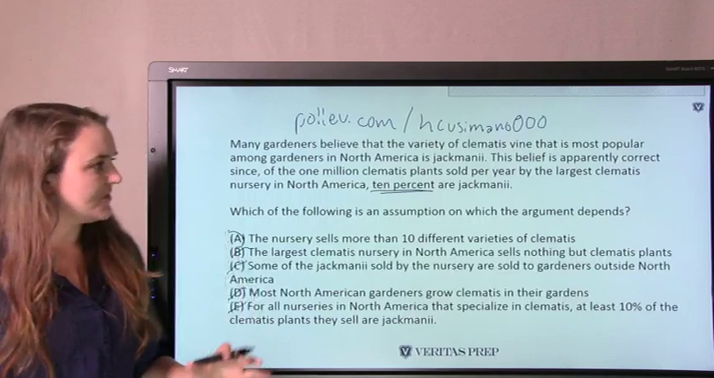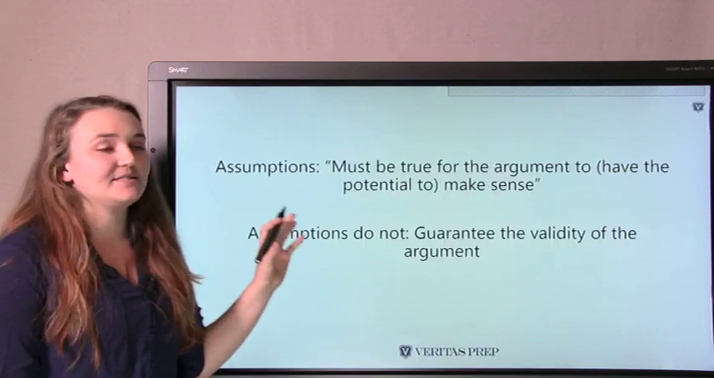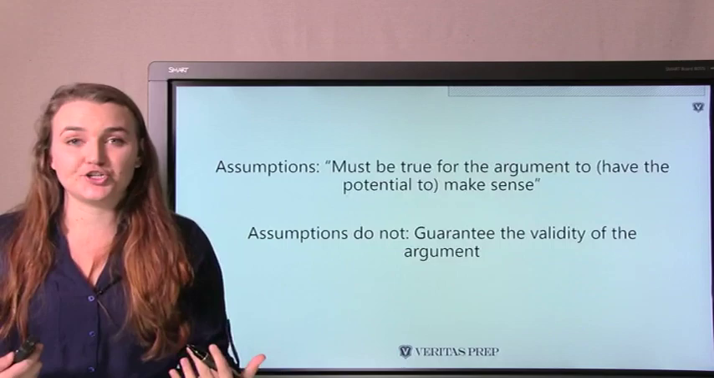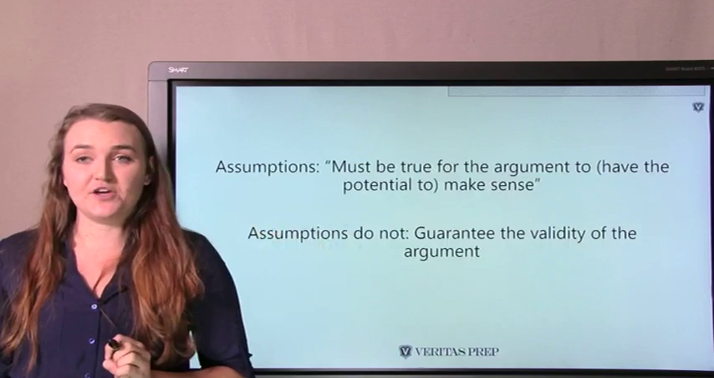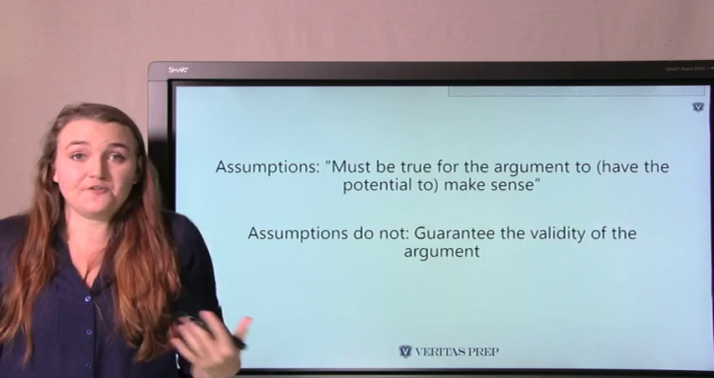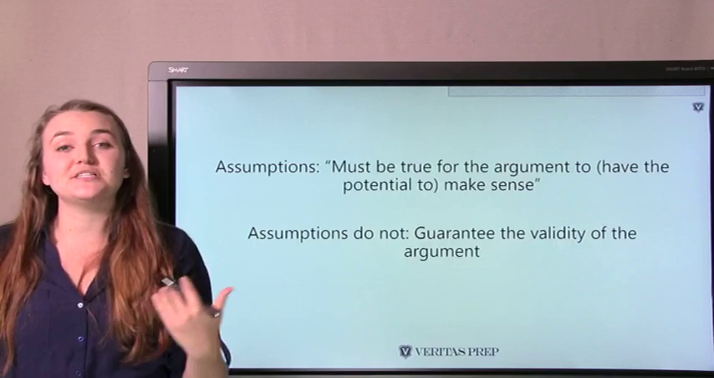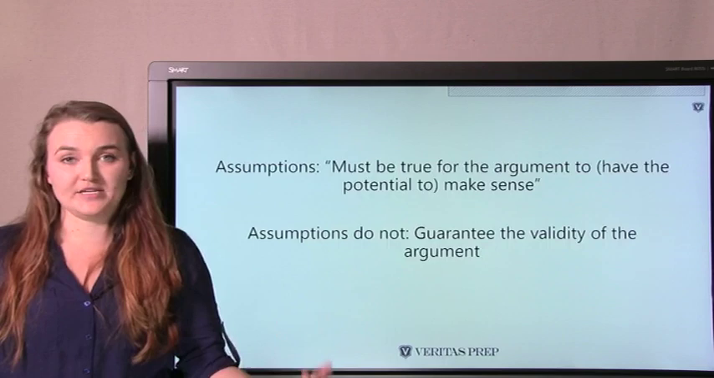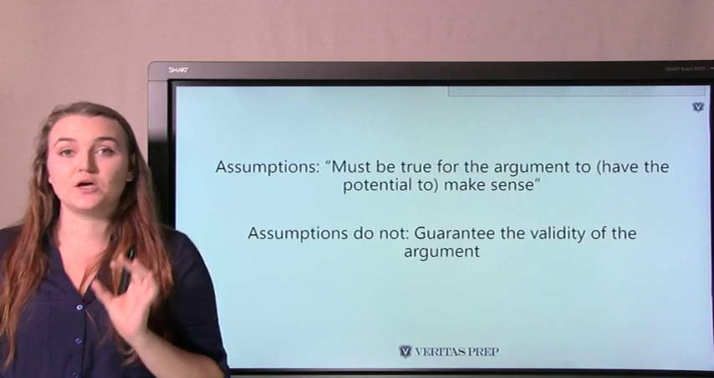Now, I want to tie back to a bigger picture point that I mentioned along the way here, which is that assumptions must be true in order for the argument to have the potential to make sense. Assumptions do not guarantee the validity of the argument. Notice with our correct answer, we could still be in a position where there's a different percent that's higher. It doesn't guarantee the truth of the argument, but what it does is it bridges the gap between something the author has assumed is true when moving from that premise to that conclusion. And we're going to talk more about that in the context of a few additional examples right now.